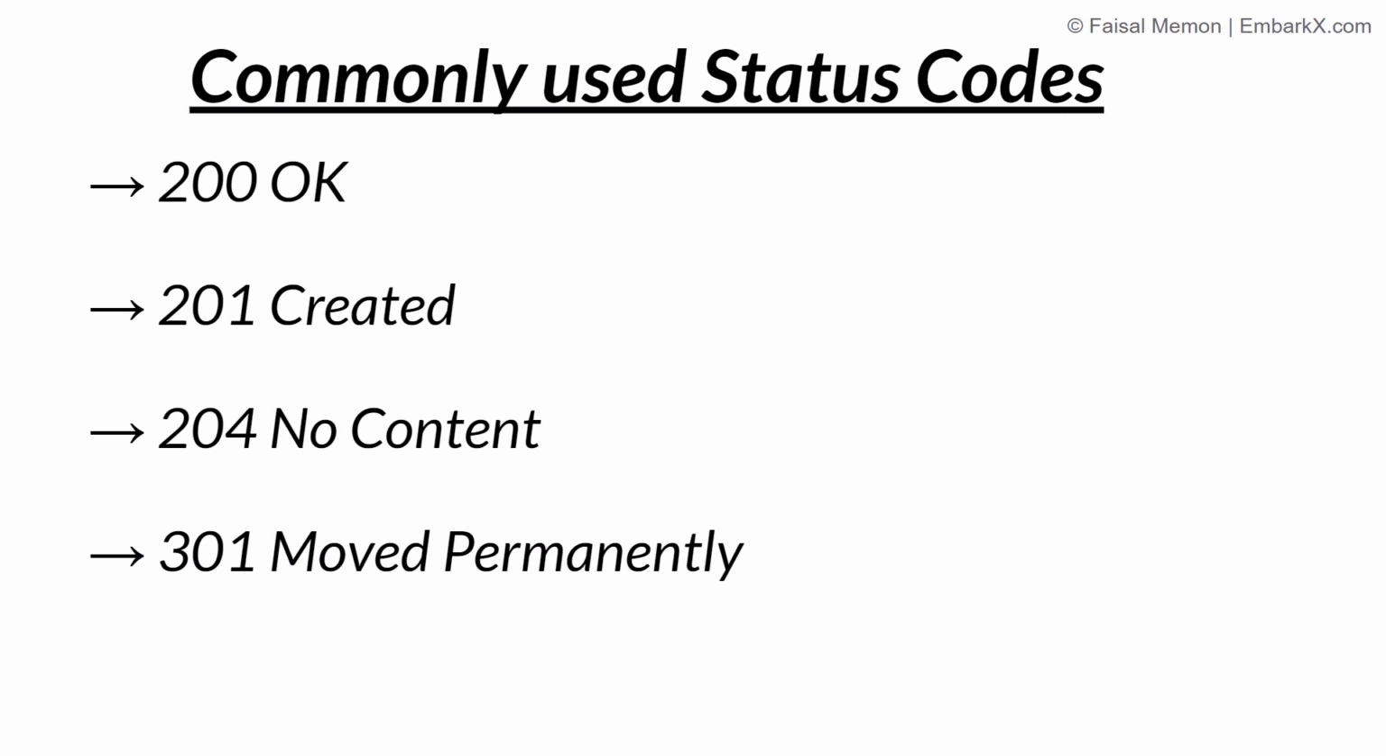301 indicates moved permanently. Whenever you try to hit a URL or an API call which has been moved, you get the status code 301. This tells you that the requested resource has been moved permanently. Then you have 400 bad request, which means the server could not understand the request due to incorrect syntax. So if you as a client are sending a request to the server and the syntax or the parameters are not right, then you get 400 bad request, which tells you that the request you sent is not valid.